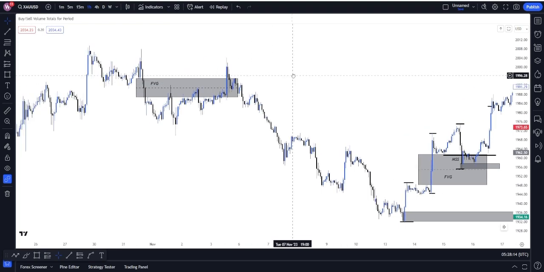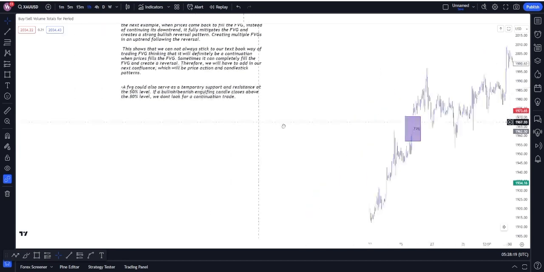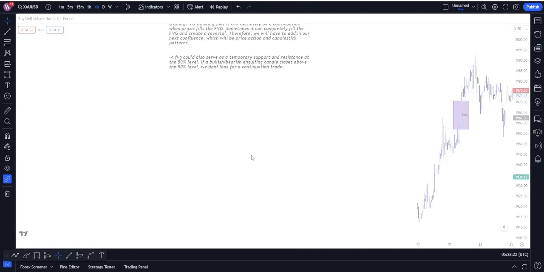Okay, now let me give you guys another example of what happens when you trade fair value gaps the wrong way, right? So let's go back to our 4-hour time frame.